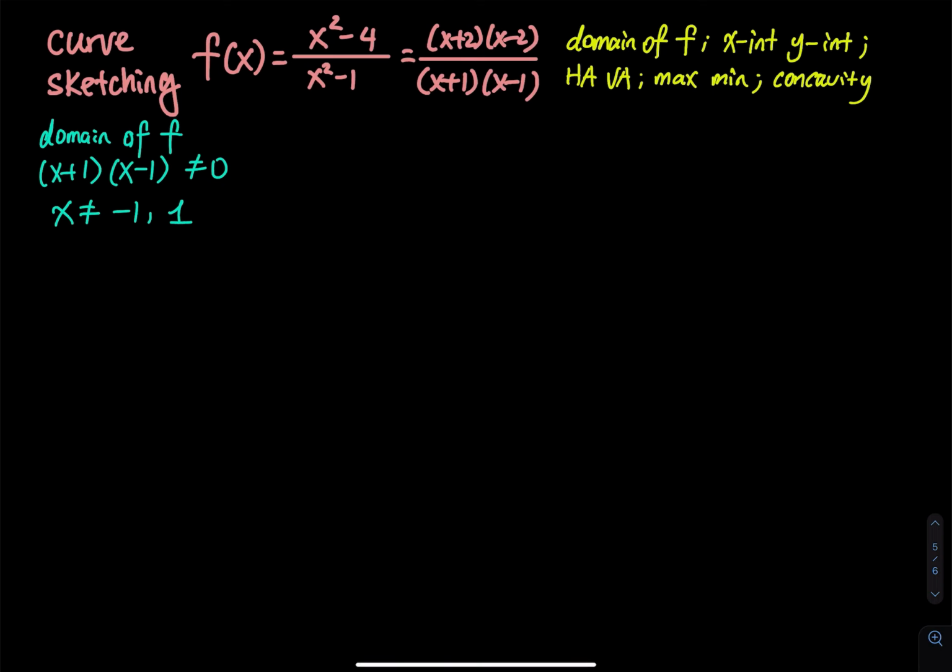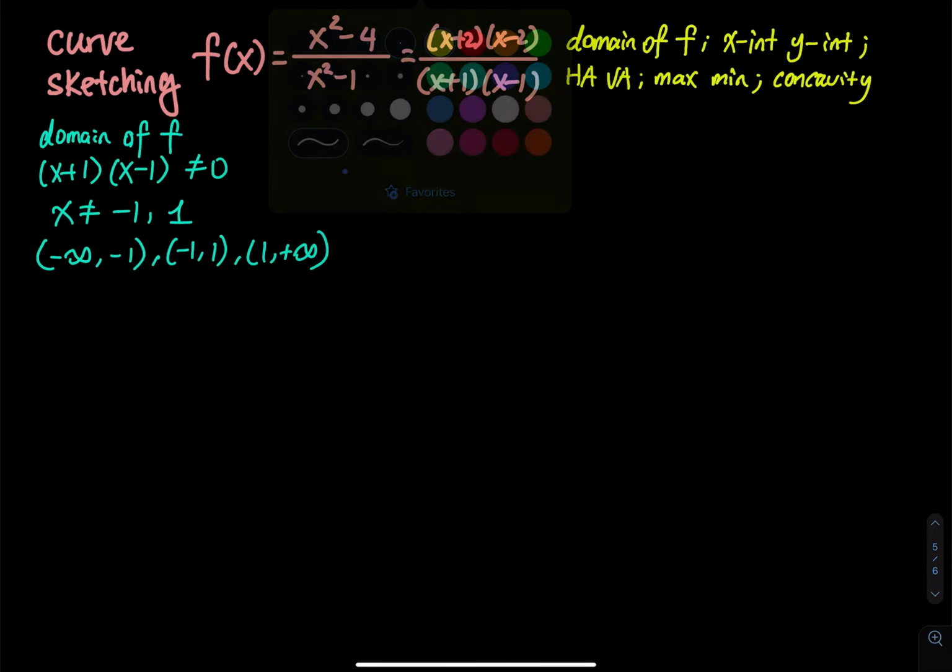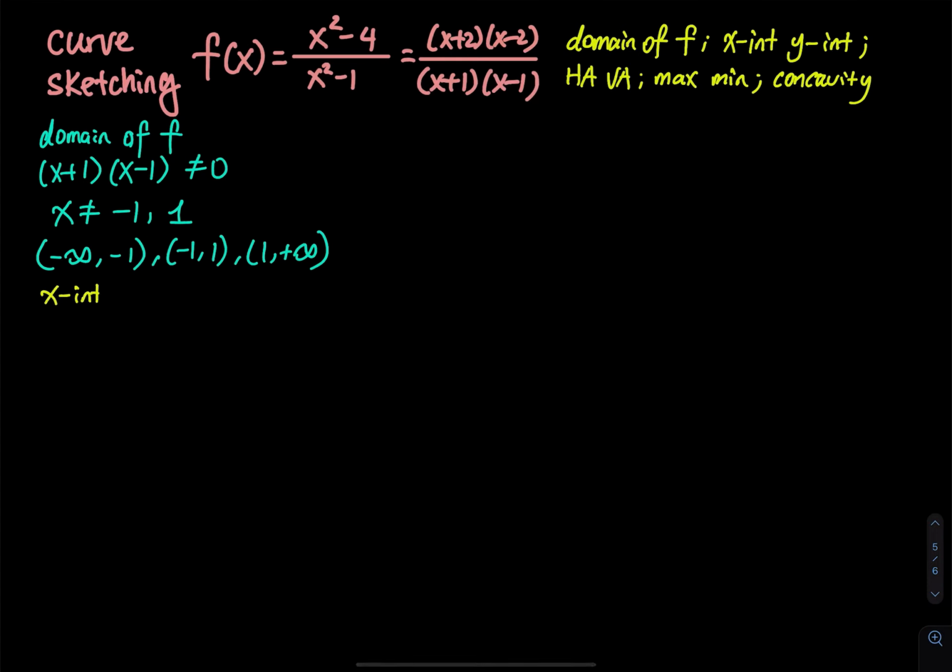And then here are your intervals for the domain. So we go from -infinity all the way to -1, and then from -1 to 1, and then from 1 to positive infinity. So this is the domain of the given function. And then the next step is the x-intercept and y-intercept, right? So let's use a different color to divide this up. So for the x-intercept, you let y equal 0.